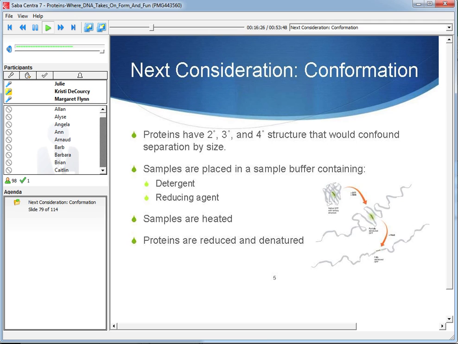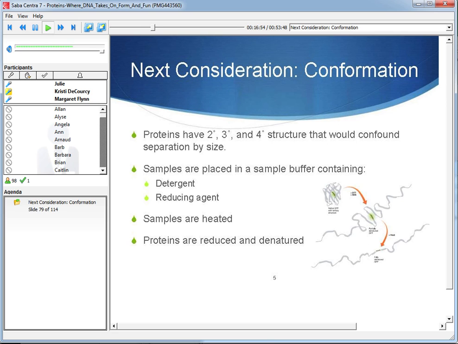How about conformation of proteins? As we said with DNA, to denature DNA, any of you that have done PCR know, all you have to do is to heat it in the first step of PCR and the molecules denature. The hydrogen bonds break. Proteins are a little more complicated, which is why I love them so much. They have secondary, tertiary, and quaternary structure that if you don't deal with those, they're going to confound the separation by size in the gel.